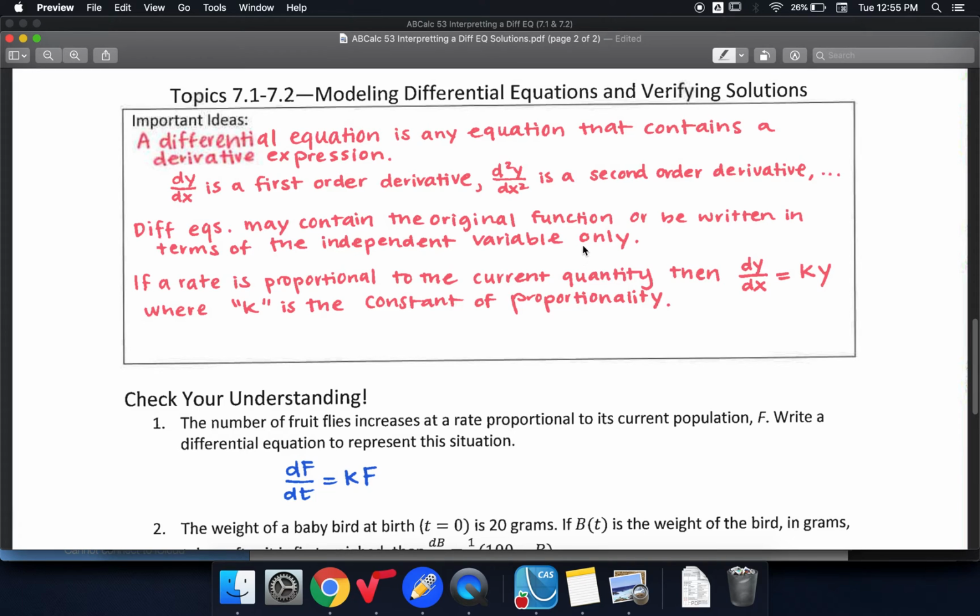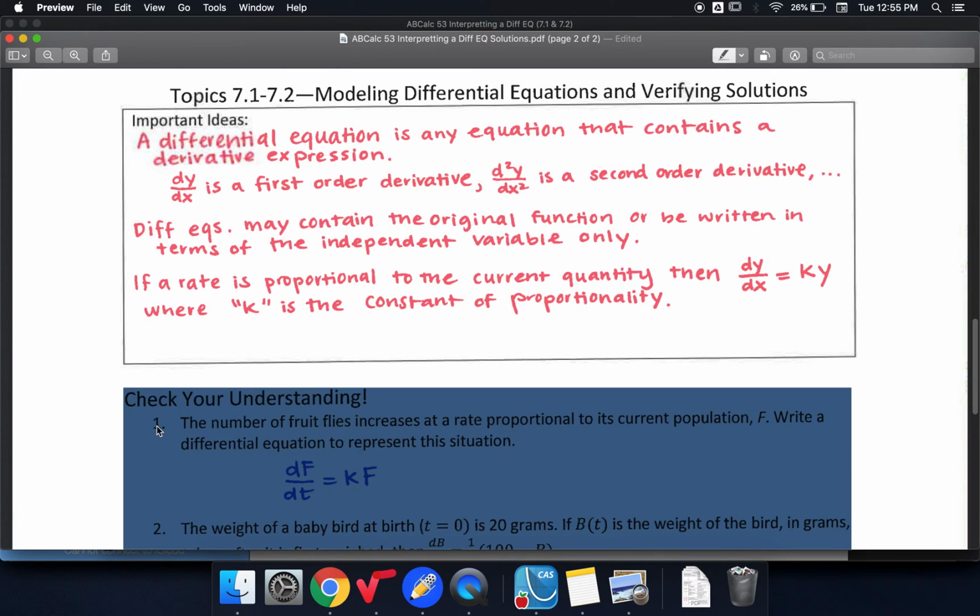which would be explicit. And if we see this word proportional, then dy dx is going to be a multiple of y. So we've got a multiple of the dependent variable, and k is my constant of proportionality. So your first CYU talks about that.